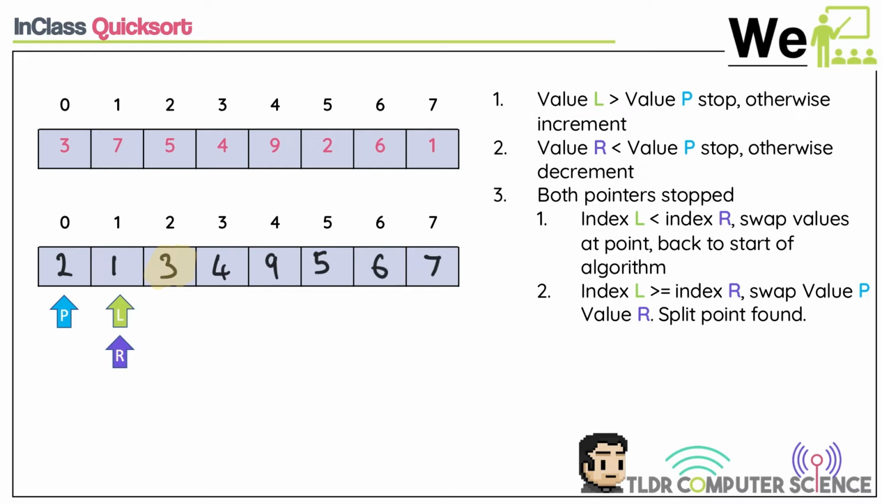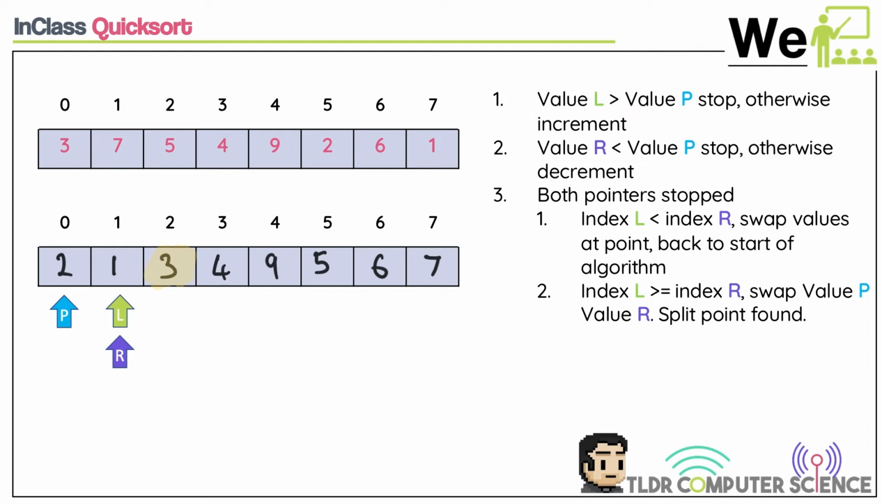Is the value at L, so is 1 larger than 2? Stop. Because we can't increment. If we incremented, we went outside the list. Because remember, this is no longer in the list. We have a list of 2 and a list of 5. Is the value at R, so is 1 less than the value at P? So we can see here that if we follow the algorithm, the value at R is 1. Is 1 less than 2? Yes, it is. So we stop.